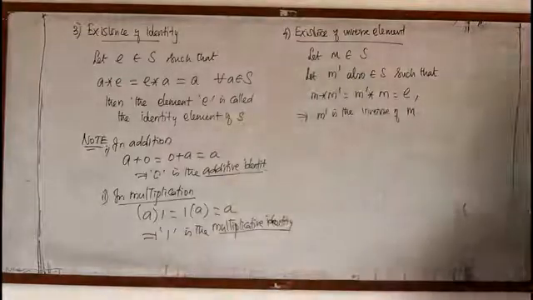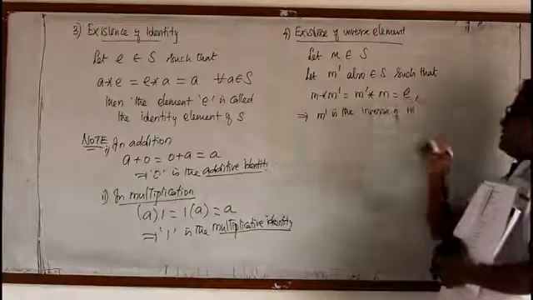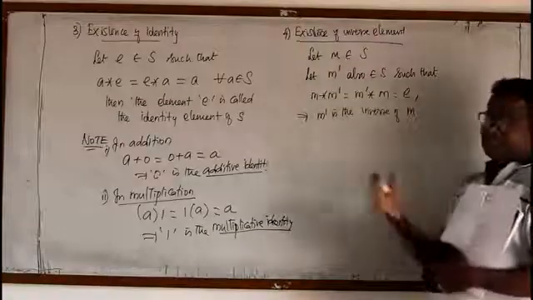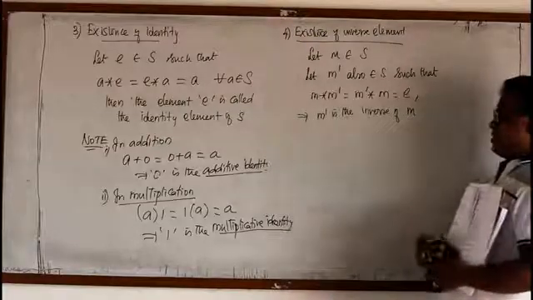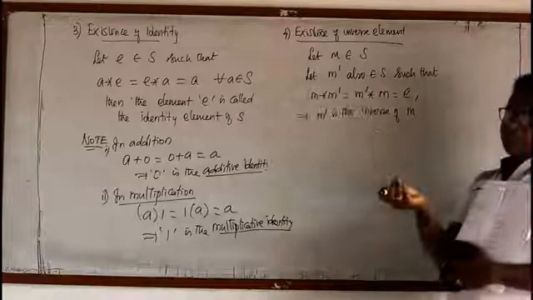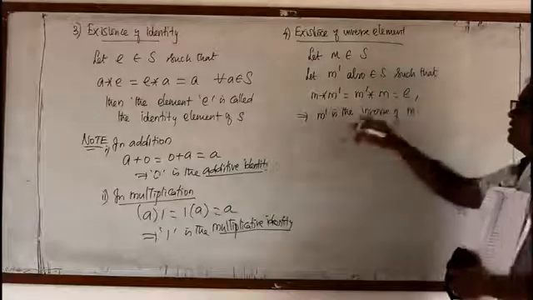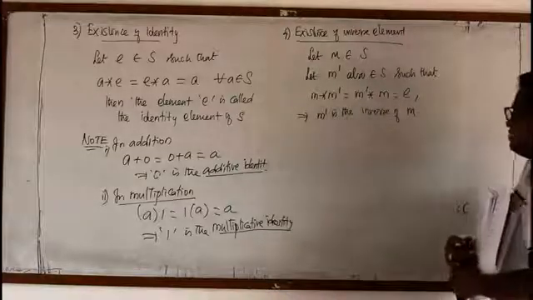So, when I operate two elements and I get the identity as the answer, then one of the elements is the inverse of the other, which we already studied in other topics also. When I operate two elements and get the identity as the answer, we say that element is the inverse of M.